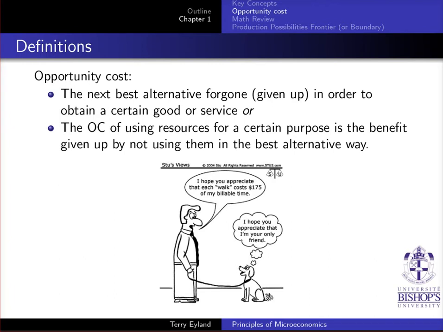In this example, we have a man who tells his dog, "I hope you appreciate that each walk costs $175 of my billable time." This is a case of opportunity cost because for a certain amount of time that he has to spend with his dog, if he were working at the same time, he would have been $175 richer. It's something to keep in mind, and it's often something that makes you behave in a certain way.